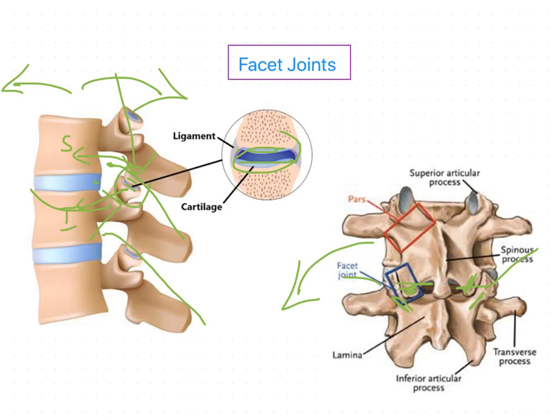Hence, the motions which are available in the vertebral column are often explained in terms of coupled motions.